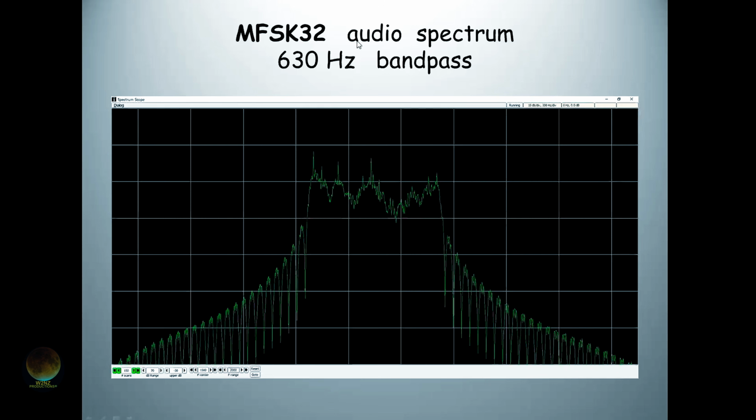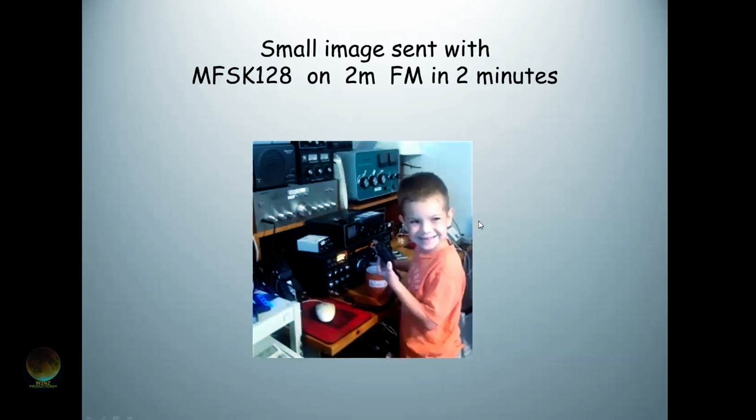Here's what MFSK 32 looks like as a spectrum. Kind of pretty down here, but it's about 600 hertz wide. So it's a little wider than a typical CW signal. Oh, here's my grandson a couple years ago. So I sent this message on 2 meters FM using the mode MFSK 128, send an image. And the way it sends it, it goes deedly, deedly, deedly, just like a fax machine. And it paints the picture literally, red, green, blue, red, green, blue. The software puts it together, and bing, you got a picture. That's fun.